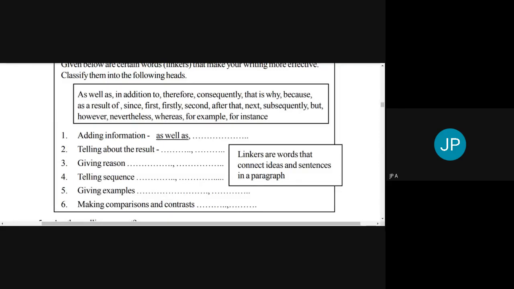The fifth one is to give examples. And the last one is to make comparisons and contrast. So adding information, I will give you one more example.